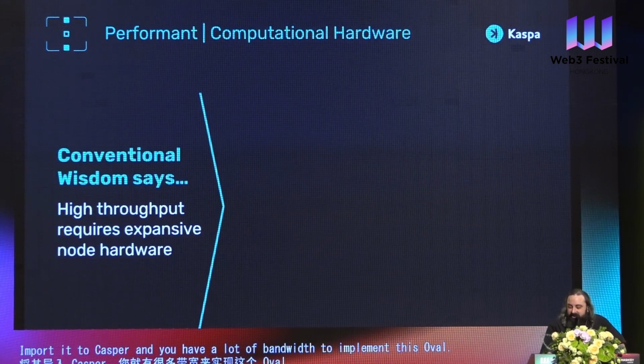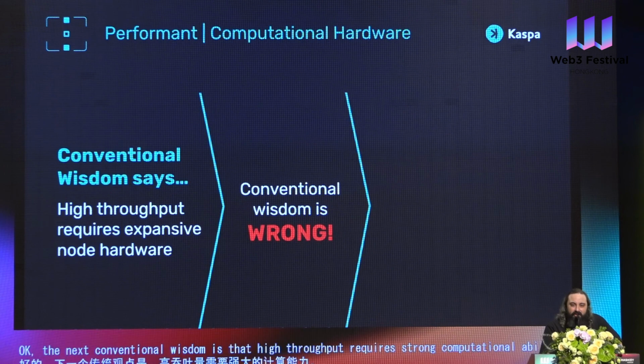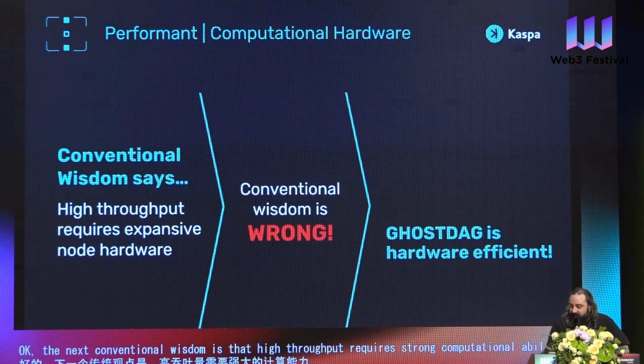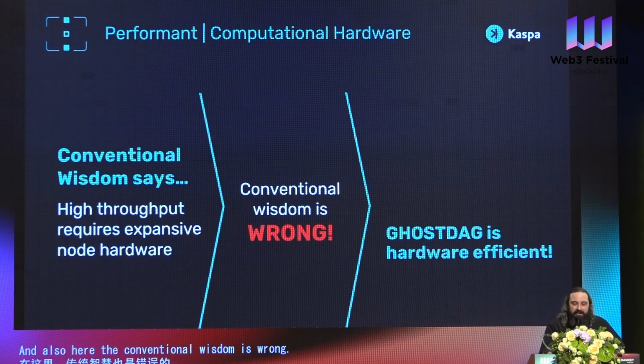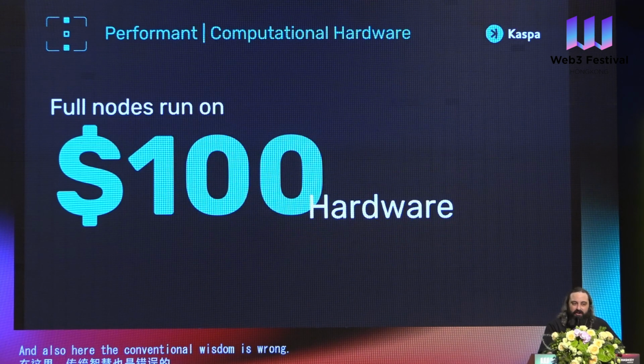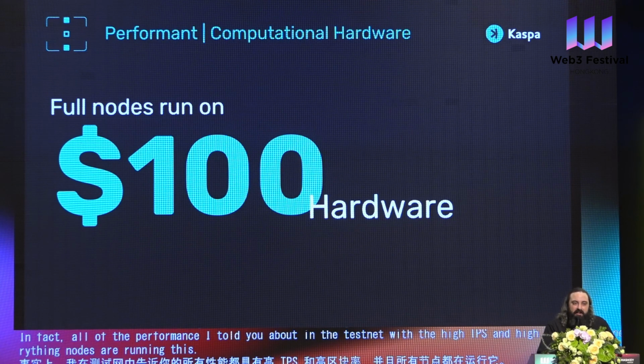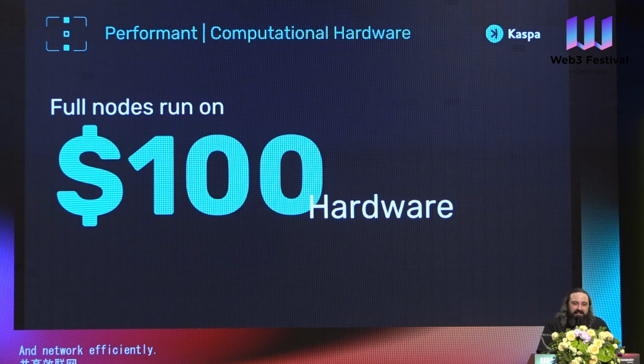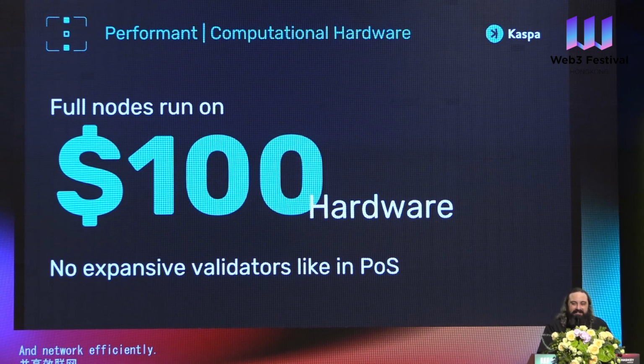Okay, the next conventional wisdom is that high throughput requires strong computational abilities. And also here, the conventional wisdom is wrong, because GHOSTDAG can be implemented very efficiently. In fact, all of the performance I told you about in the testnet with the high TPS and high block rate and everything, nodes are running this network efficiently on computers that cost as much as $100. You don't need the extremely expensive validators like you need in a proof of stake.